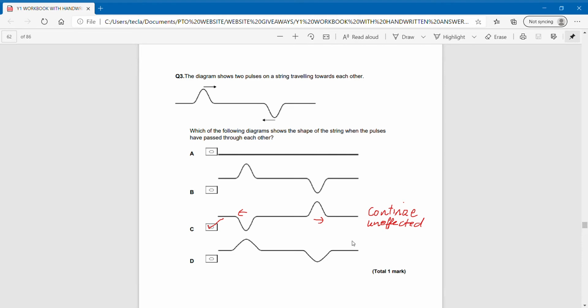So essentially it's got to be C, because the waves pass through and then continue unaffected. And that's the thing to realise about waves passing through each other. There will be a point where they overlap, and at that point you'll get interference. And so you could get A would be correct if it was at the point where they were crossing. But once they pass through each other, they'll continue with the same waveform as they had before, just moving apart. So it's got to be answer C.